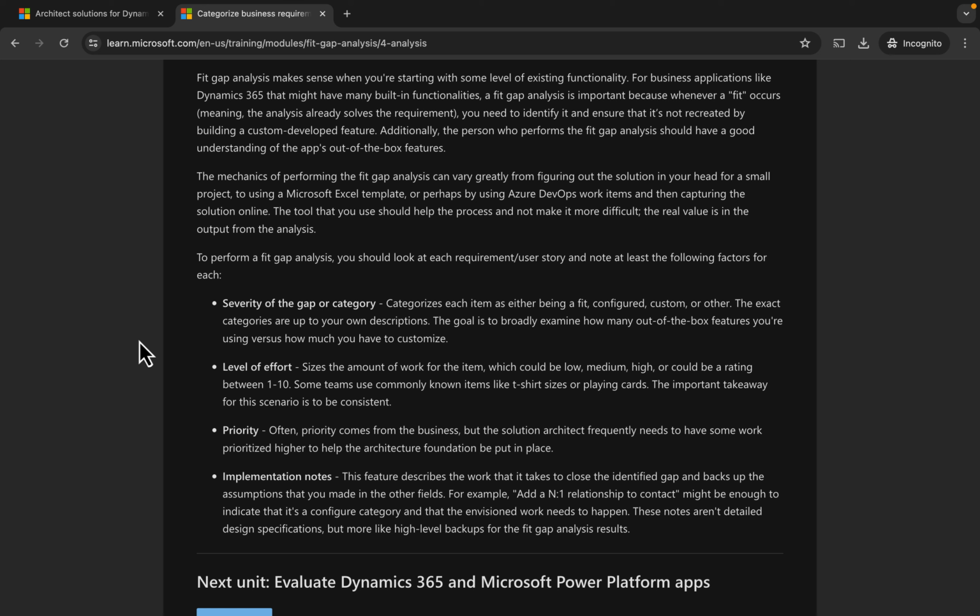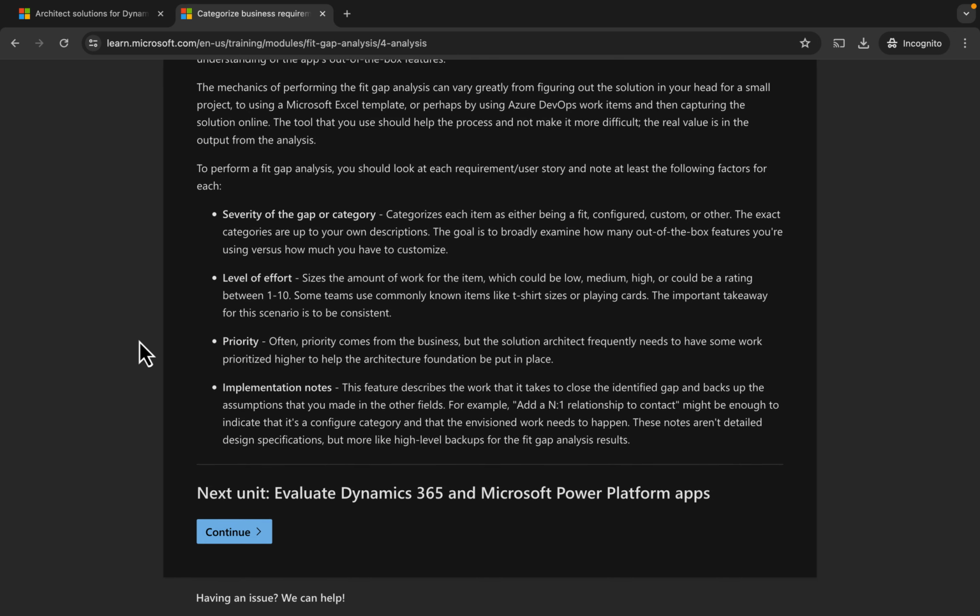A fit gap analysis is important because whenever a fit occurs, meaning the application already solves the requirement, you need to identify it and ensure that it's not recreated by building a custom-developed feature. Additionally, the person who performs the fit gap analysis should have a good understanding of the app's out-of-the-box features.